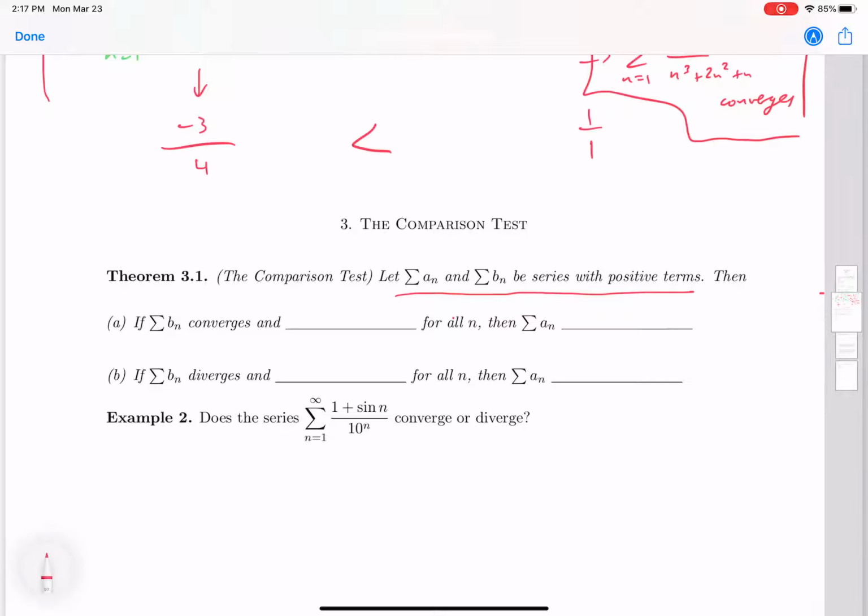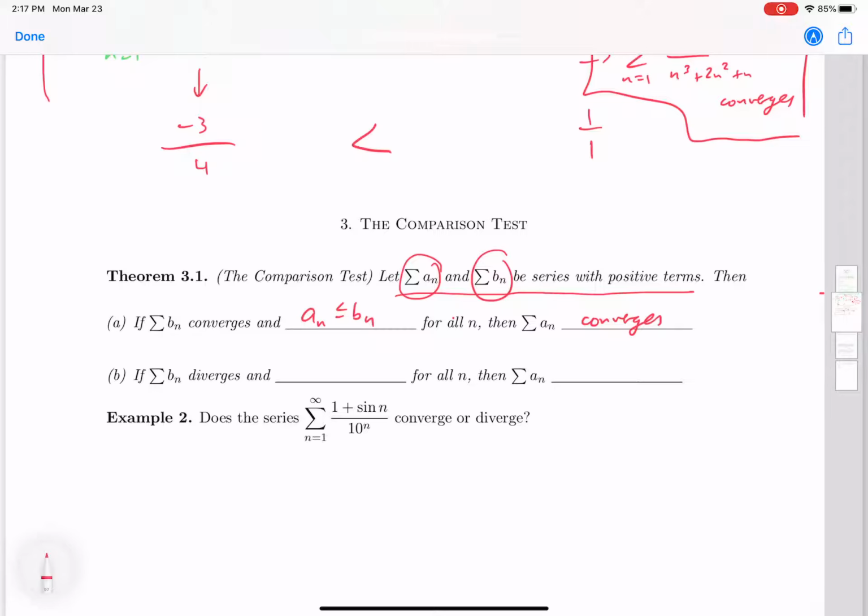So what the comparison test says is that if you have two series, A and B, if B converges, and it happens to be true that all of the terms of the B series are bigger than those of the A series, then your A series converges as well. This is a lot like what we've talked about before with comparison theorems and the squeeze theorem. If you have something that's bigger than something else, and we know the bigger thing converges, then the smaller thing is going to converge as well.